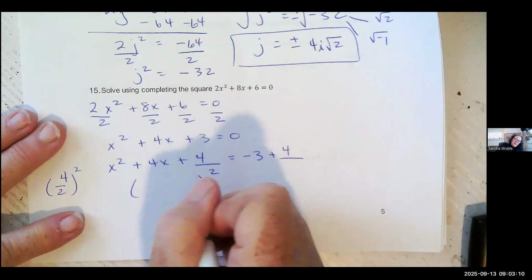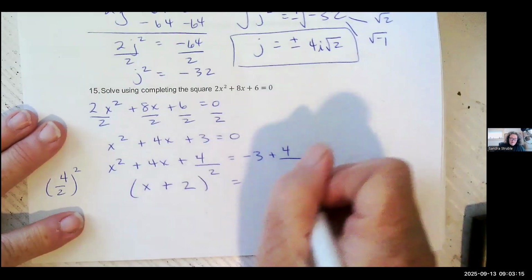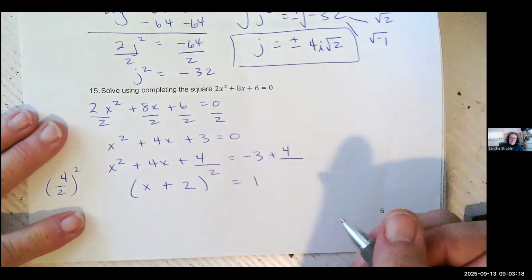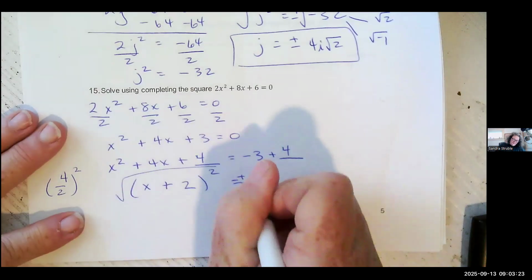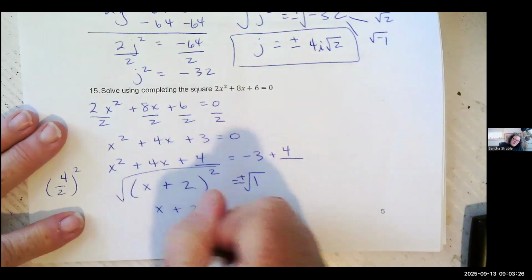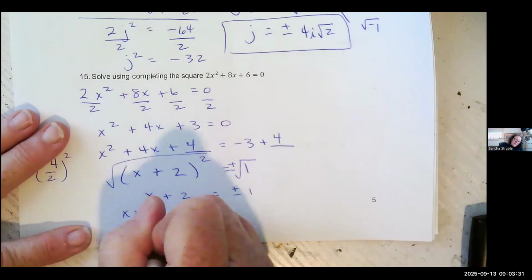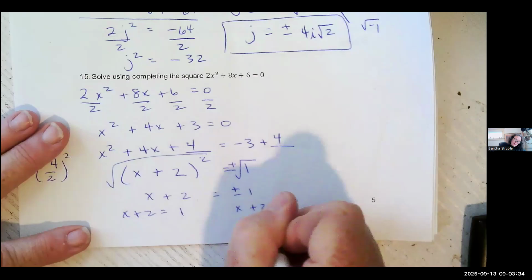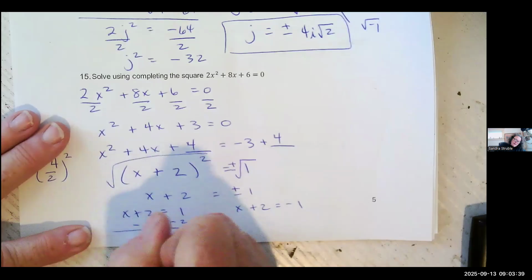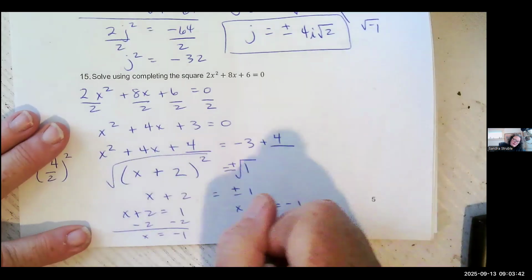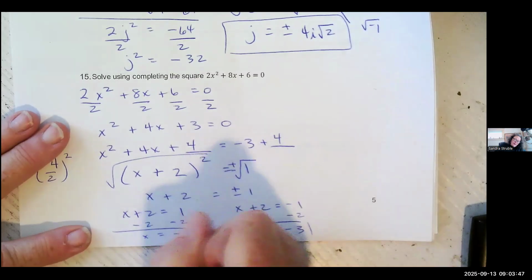Now let's create our binomial squared. Square root of the first, sign of the middle, square root of the last. Negative 3 plus 4 is 1. Now we can take the square root property, square root of both sides. So x plus 2 is equal to plus or minus 1. Break this into 2. So x plus 2 is equal to 1, and x plus 2 is equal to negative 1. Solving for x, subtracting 2 from both sides, we get x is equal to negative 1. And subtracting 2 from both sides, we get x is equal to negative 3. And those are your answers.